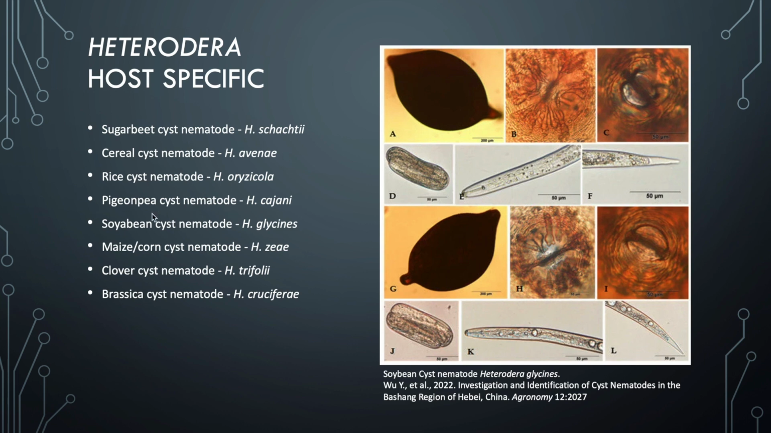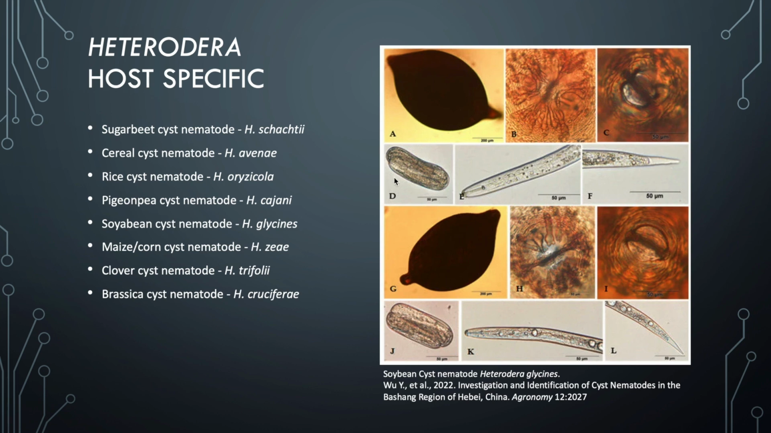There's the pigeon pea cyst nematode, soybean cyst nematode, maize or corn, clover, and the brassica family of plants also has its own Heterodera cruciferae species that prefers brassicas as its hosts. In the image on the right, we have the various features of the soybean cyst nematode, Heterodera glycines. And this is the cyst, which is always the female that actually contains the eggs. And the genitalia of the various species of Heterodera are very specific, and this is how the different species are identified, based on these features of the female cyst.